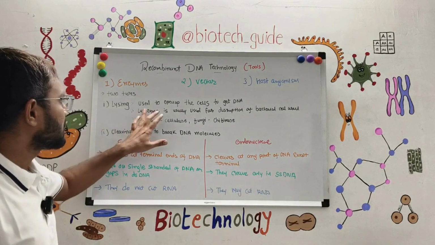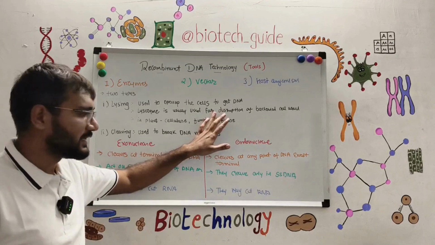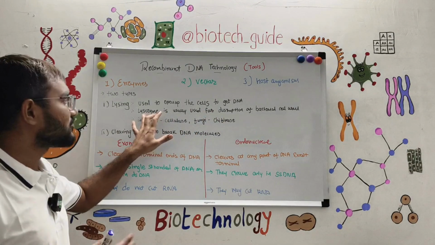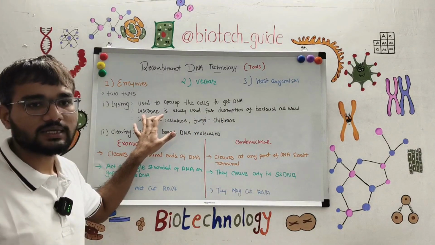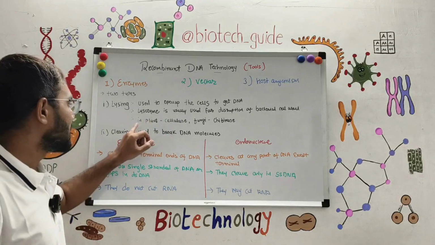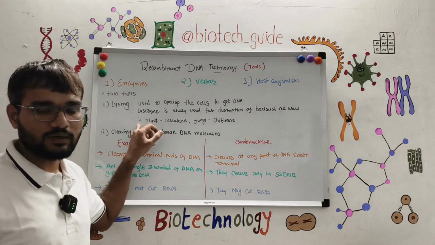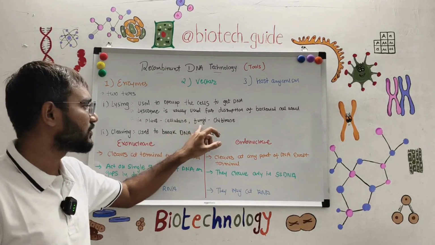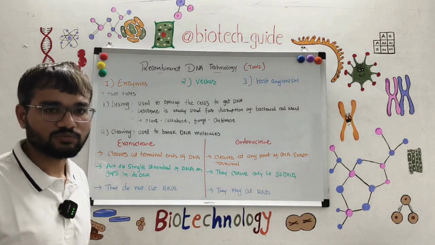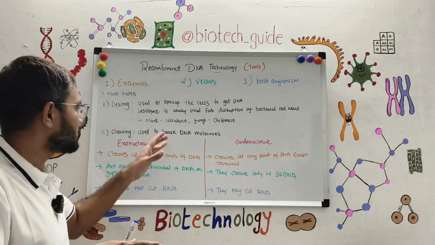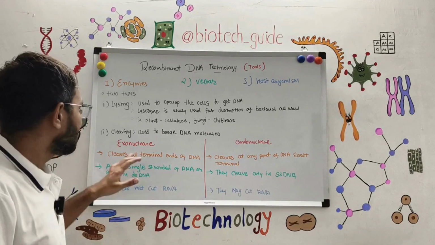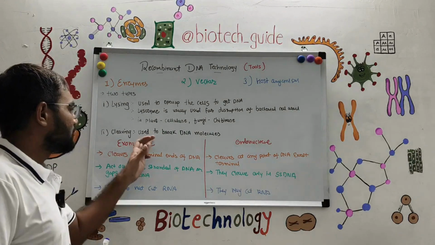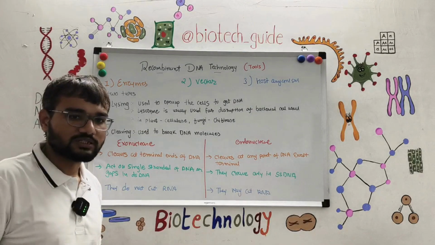So lysing enzyme is used to open up the cell to get the DNA. Basically, lysozyme is usually used in the case of bacteria, but when we proceed to plants, the cellulase enzyme is used, and for fungi chitinase is used, because the cell wall is made up of this particular element. Then cleaving enzyme is used to break DNA molecules, as we discussed.